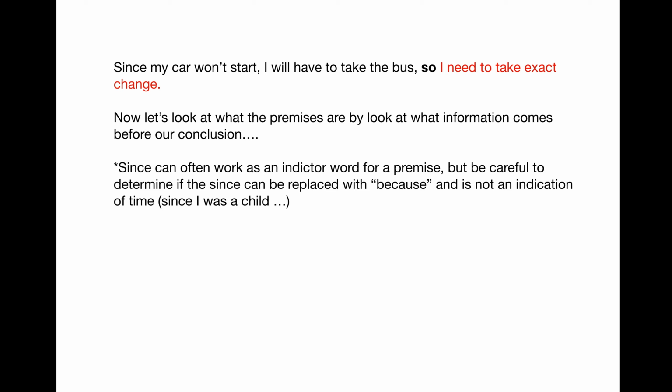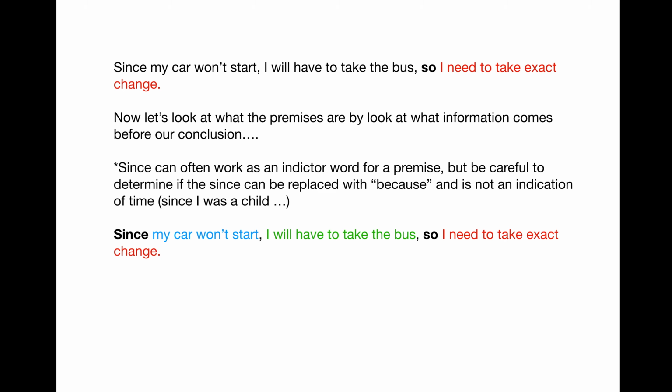We already talked about this before. "Since" can often work as an indicator word for the premise, but make sure that it can be replaced with "because," okay? So since my car won't start, I will have to take the bus, so I need to take exact change. So my car won't start is going to be 1, and I will have to take the bus is going to be 2. Separate pieces of information, right?